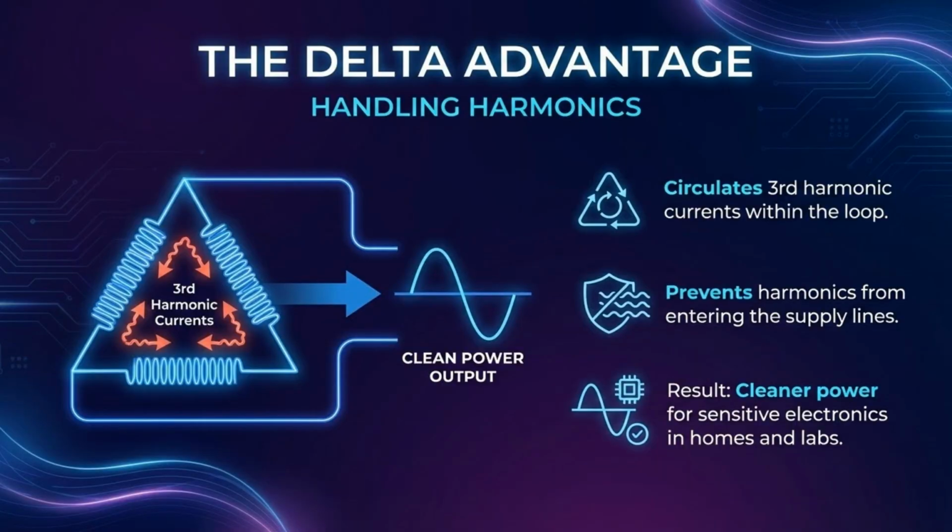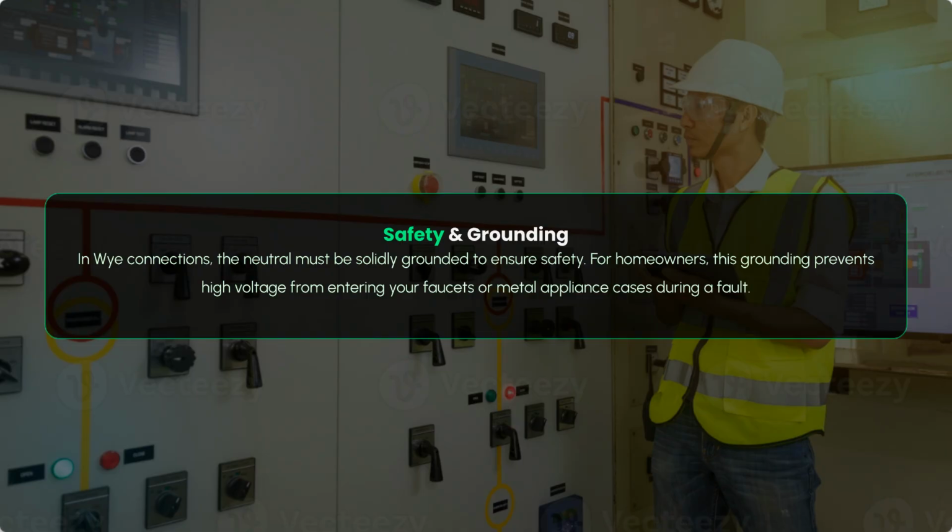The Delta advantage lies in handling harmonics. The Delta winding circulates third harmonic currents within the loop, preventing them from entering supply lines, resulting in cleaner power output. For safety, the neutral and Y connections must be solidly grounded. This is vital for homeowners, as it prevents high voltage from energizing metal fixtures during an electrical fault.